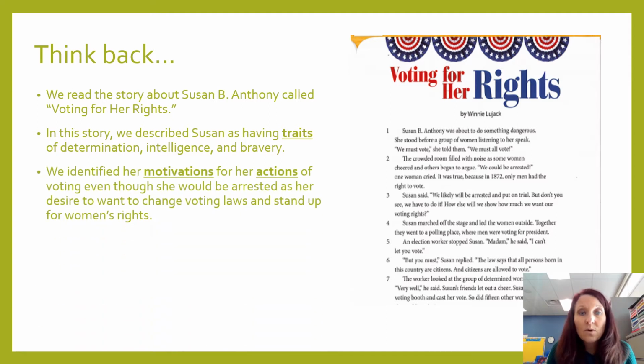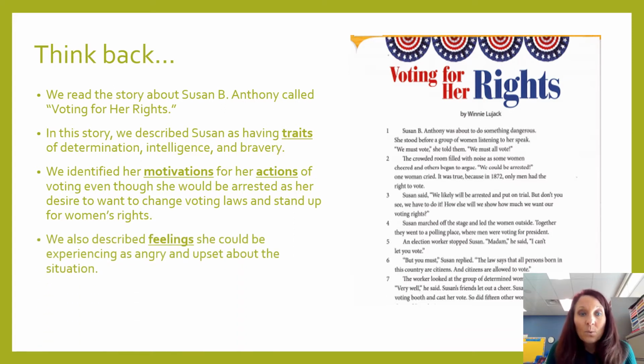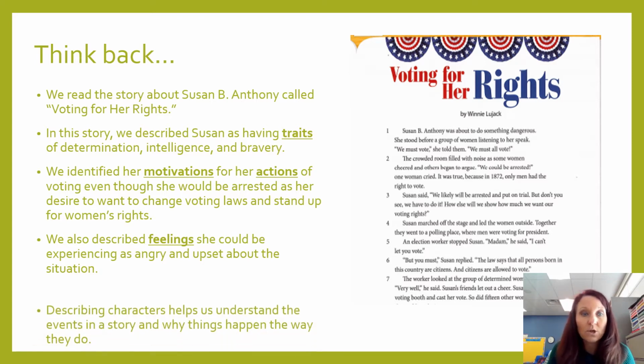We also identified or found her motivation. Remember, that's the reason she did something. So the reason that she was motivated for the actions, which were voting even though she was going to be arrested, was because she wanted to change the voting laws and stand up for women's rights. We also were describing her feelings that she could have been experiencing during that situation. She could have been feeling angry or upset about what was going on.